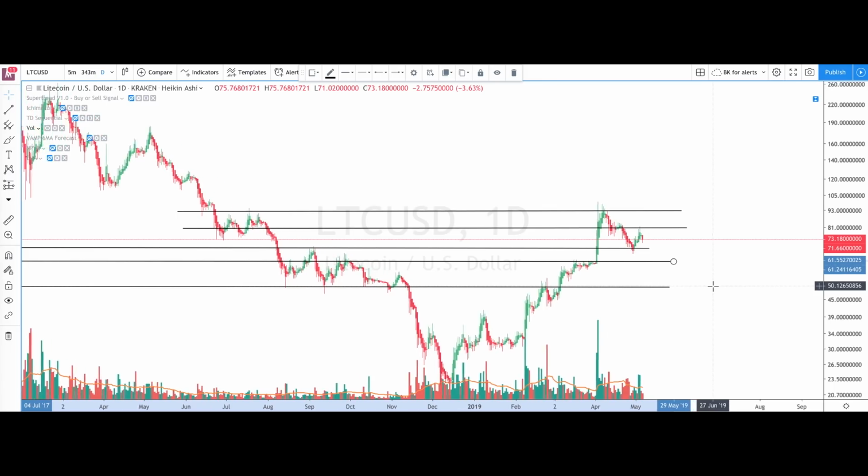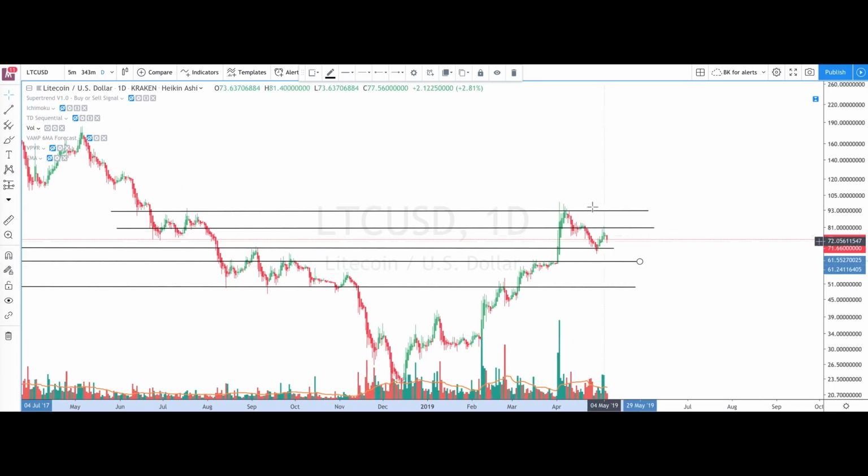Very easy for you to draw on your own and to get an idea of what your target should be looking at. So right now, we're looking to not even find an entry point on Litecoin yet until it gets into about that $68, and then we want to see what happens from there.